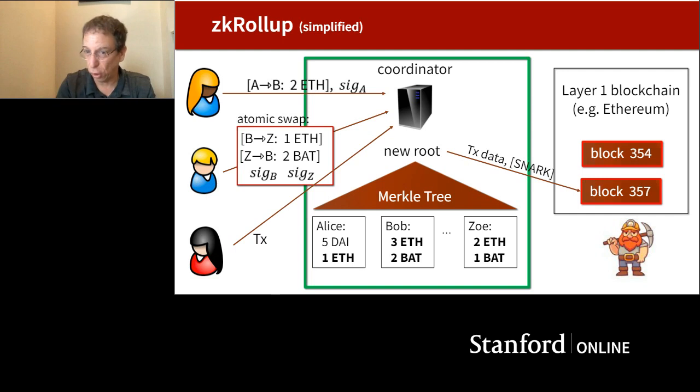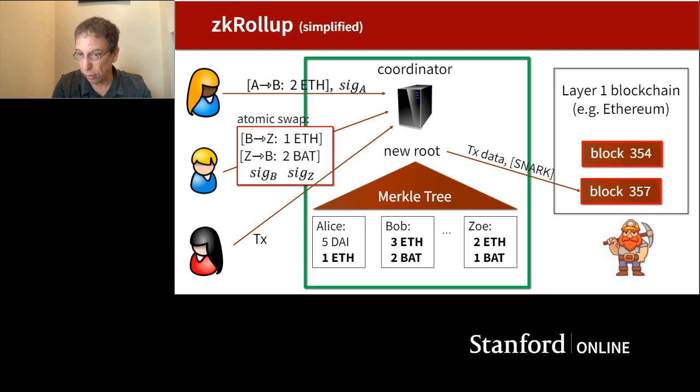What the SNARK proof is actually proving is that the transition from the old Merkle tree to the new Merkle tree is proper. Everybody's transactions were signed, everybody had enough balance in their account to support their transaction, and so on. This is how we move from one state of the world to the next by simply pushing a very short commitment to the blockchain. The 32-byte commitment in block 354, the 32-byte commitment in block 357, and we're committing to millions of accounts here. That's the amazing thing.